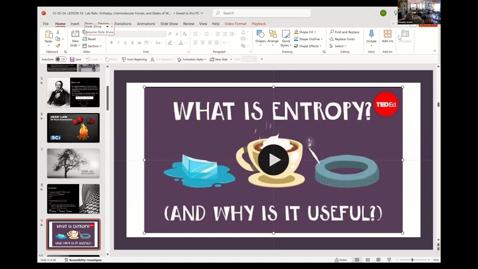Ice melts, cream mixes in, and tires deflate because these states have more dispersed energy than the originals. There's no mysterious force nudging the system towards higher entropy. It's just that higher entropy is always statistically more likely. That's why entropy has been called time's arrow. If energy has the opportunity to spread out, it will.